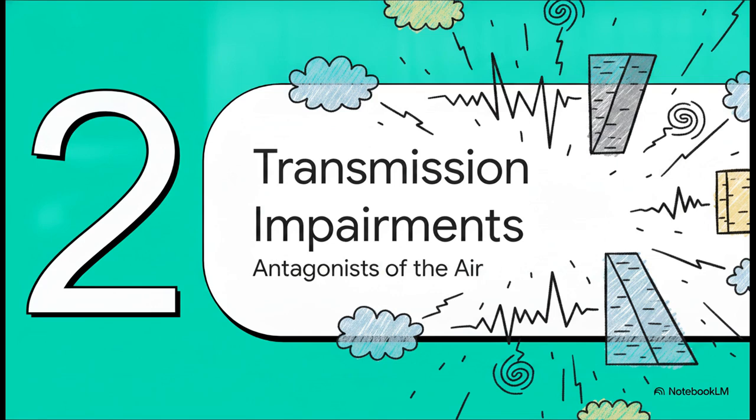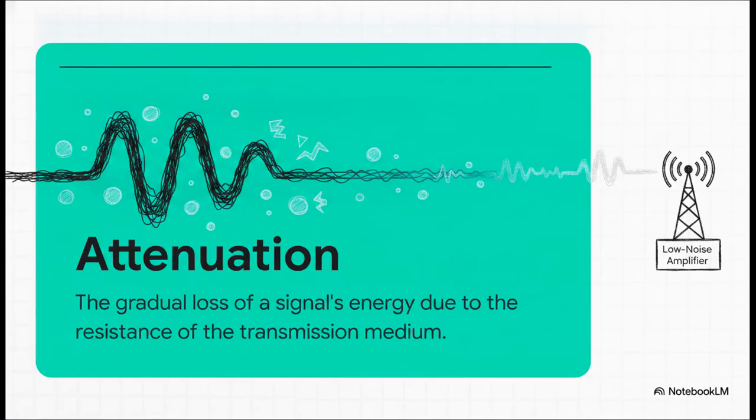Which brings us to Section 2, Obstacles, the Transmission Impairments, or, as I like to call them, the Antagonists of the Airwaves. Once our perfectly prepared digital signal actually leaves the antenna, the laws of physics immediately step in and try to destroy it. Our very first villain here is attenuation. Put simply, this is our brave signal just running out of energy as it travels. It's exactly like how a yell turns into a whisper across a large field.